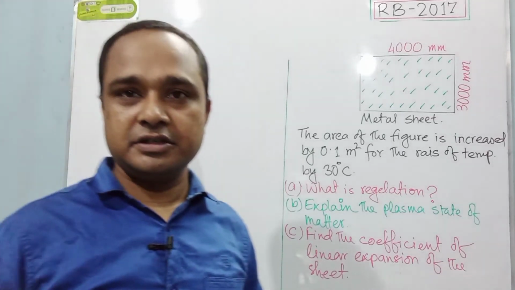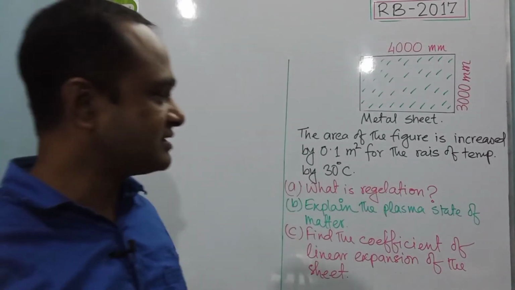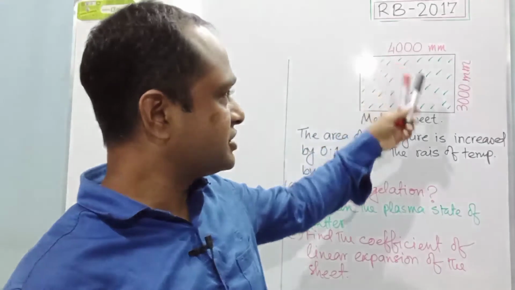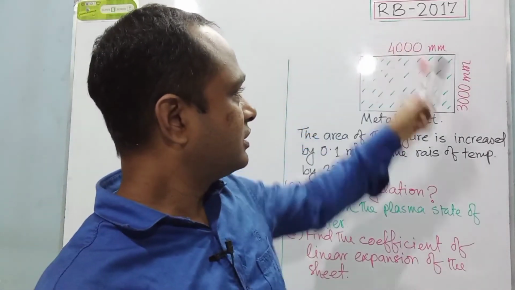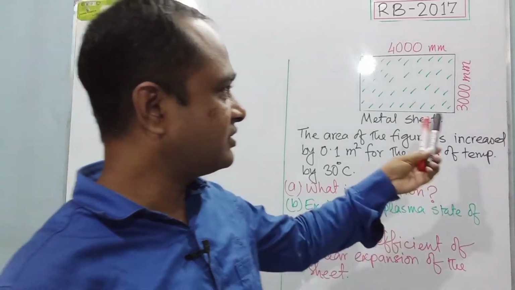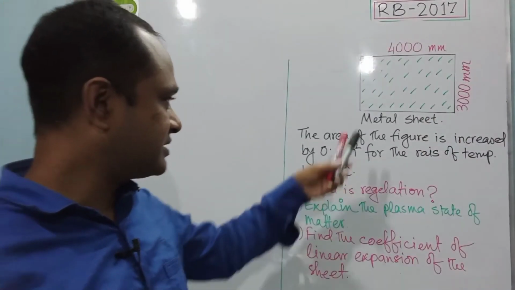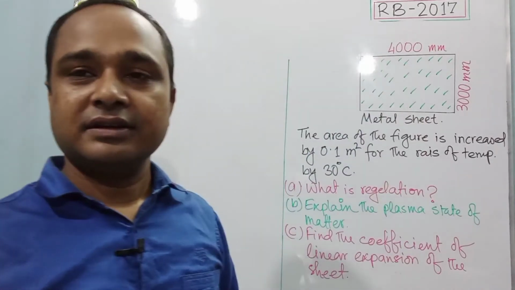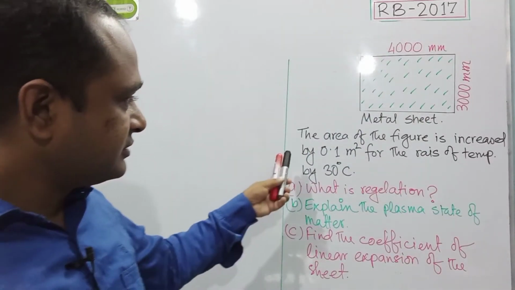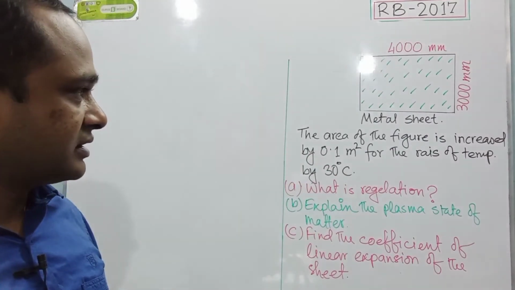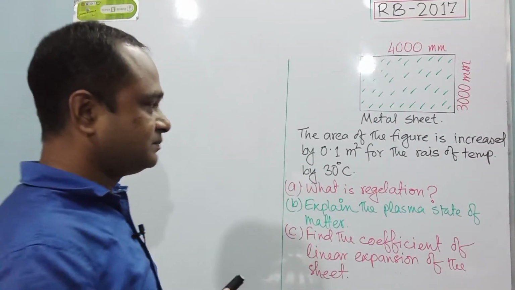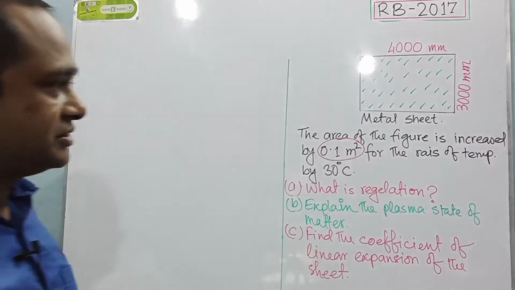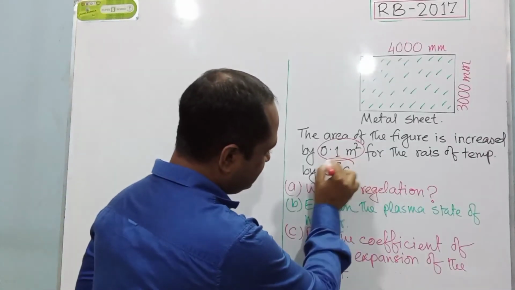This is our second creative question, and the question is from the Rajshahi Board 2017 board exam. In the stem of the question, there is a metal sheet having dimensions 4000 millimeter, which is length, and 3000 millimeter, which is breadth. In the information they said that the surface area of the sheet is increased by 0.1 meter square for the rise of temperature by 30 degree Celsius. The existing area increases by 0.1 meter square due to the change in temperature of 30 degree Celsius.